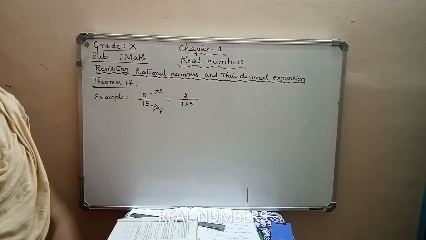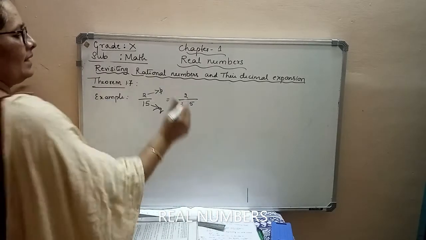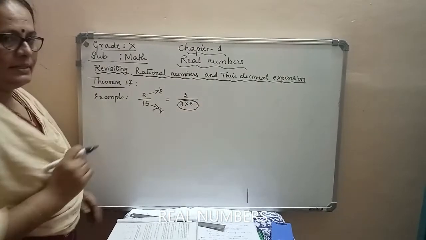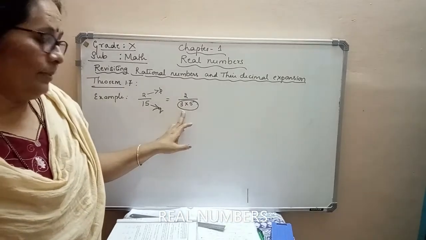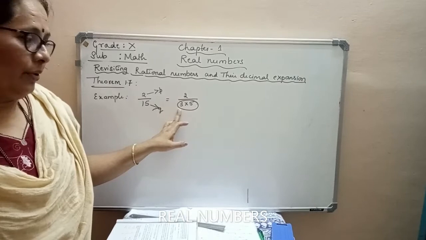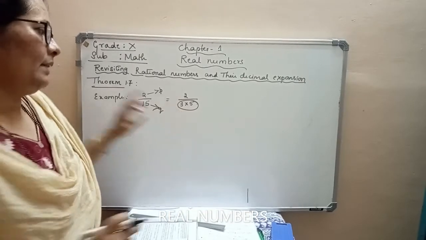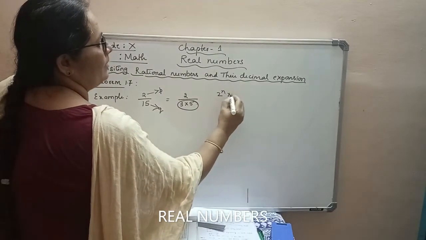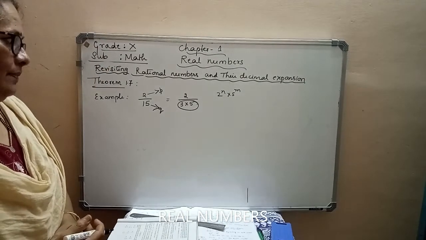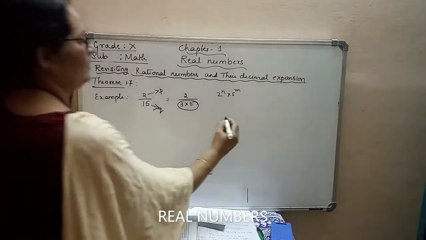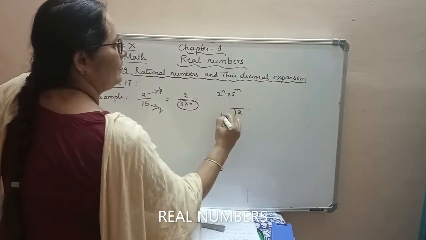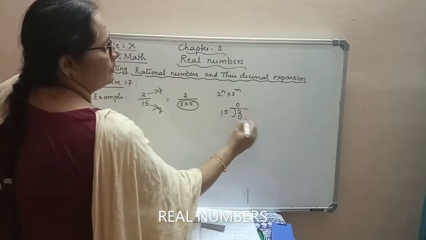Now see here, is there any factor like 2? 5 is there already. So is factor 2 there? No. So is it possible to write it in the form of 2 to the power n into 5 to the power m? Not possible. We'll cross check by dividing 2 by 15.